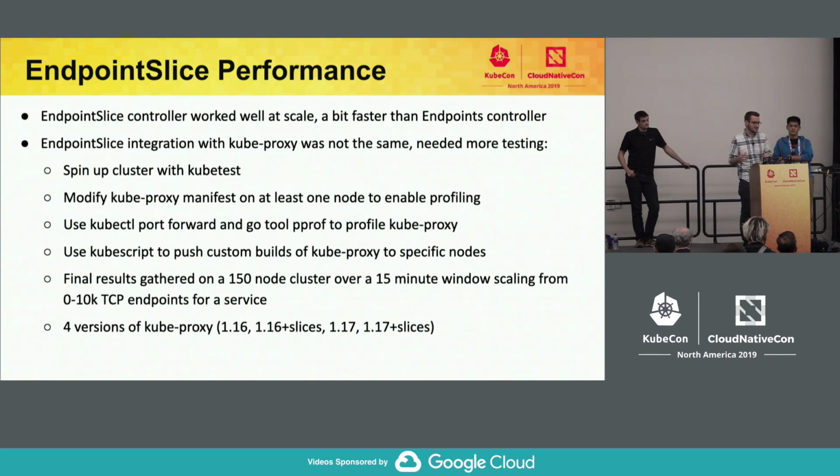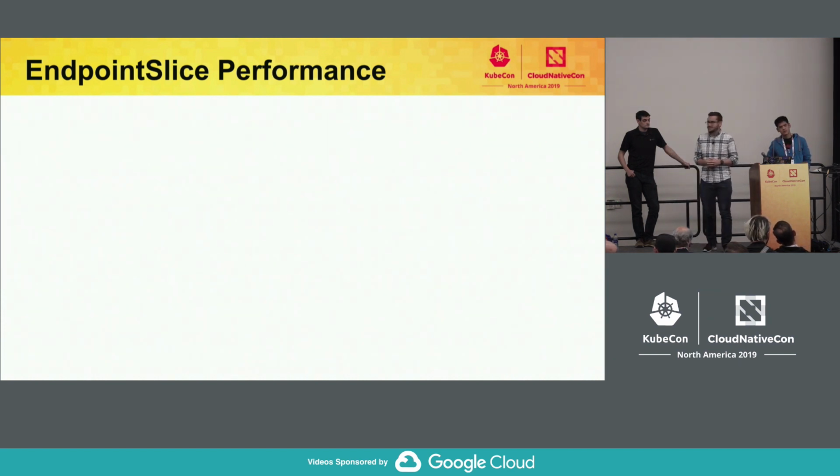The final results I'm going to show were gathered on a 150 node cluster over a 15-minute window, scaling from 0 to 10,000 endpoints for a service. I used 4 versions of Kube Proxy: Kubernetes 1.16, 1.16 with slices enabled, and the same for Kubernetes 1.17. Before I get to the actual charts, let me show you the 3 changes I made because they ended up being significant.